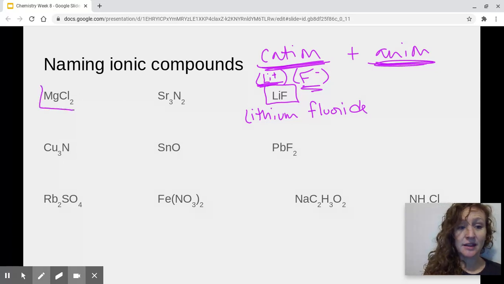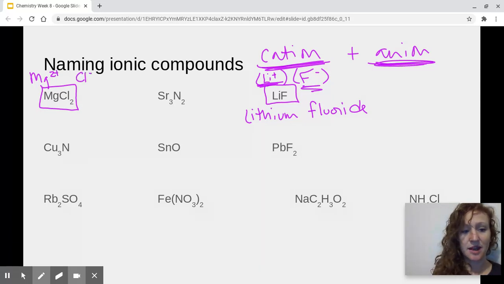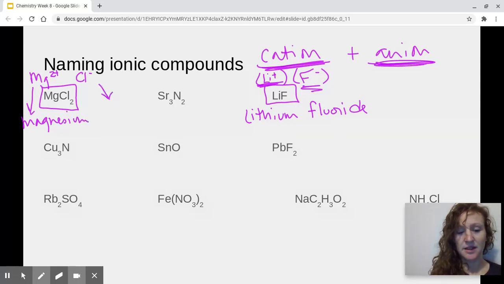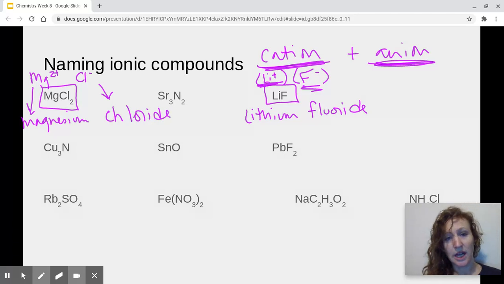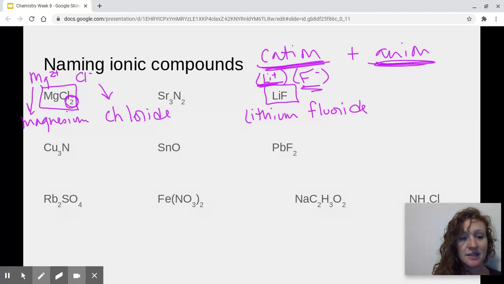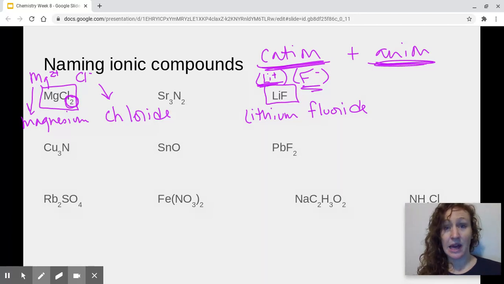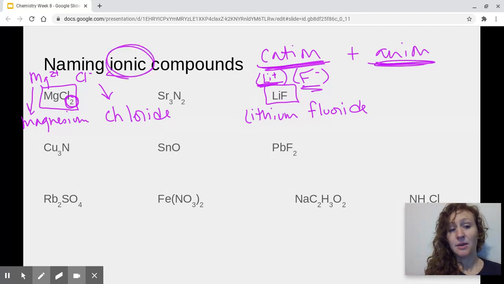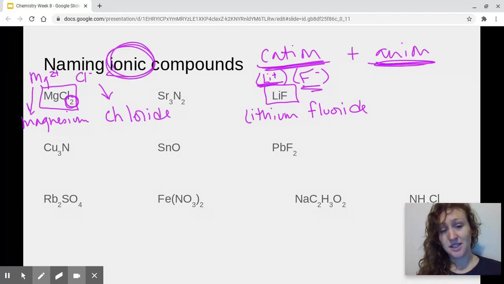In a similar way, this compound right here is made from the magnesium ion and the ion that comes from chlorine. So the name of this compound is the name of the cation, which is magnesium ion. We drop the ion, and then the name of Cl- is chloride. So this compound is magnesium chloride. Notice I didn't have to indicate in the name at all that I doubled the chloride ion.